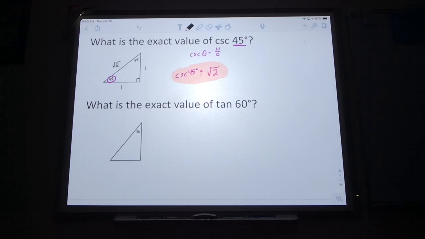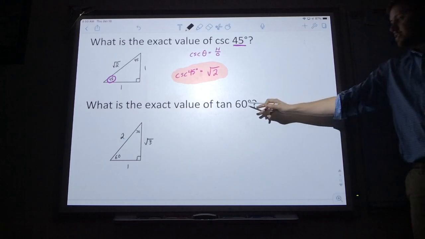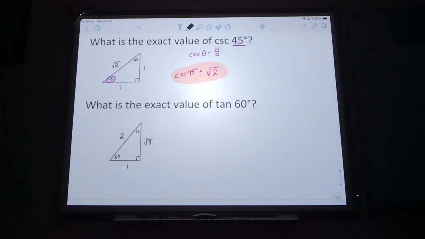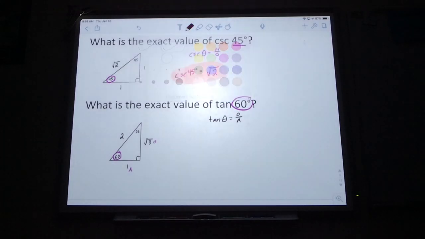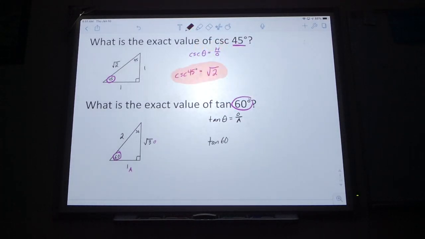So this is 30, 60, 90. So opposite of 30 is 1. Opposite of 60 is root 3. And opposite of 90 is 2. Okay, so 60 is our reference angle. So we need to figure out what tangent is first. We know tangent of theta is our O over A, our opposite over adjacent. If 60 is our reference, we're going to start here, and we're going to do our opposite over our adjacent. So tangent of 60 degrees is root 3 over 1, which is just root 3.